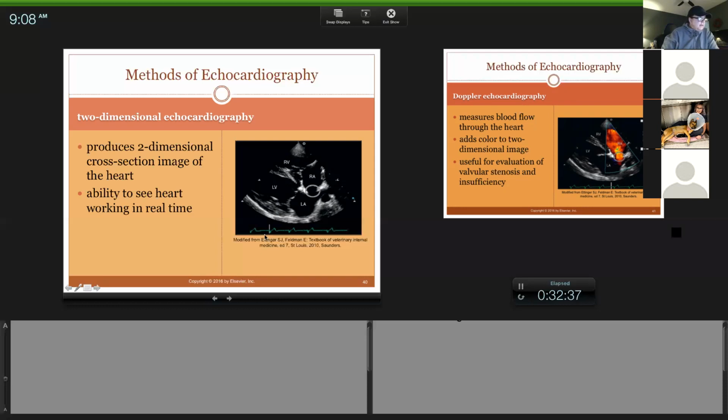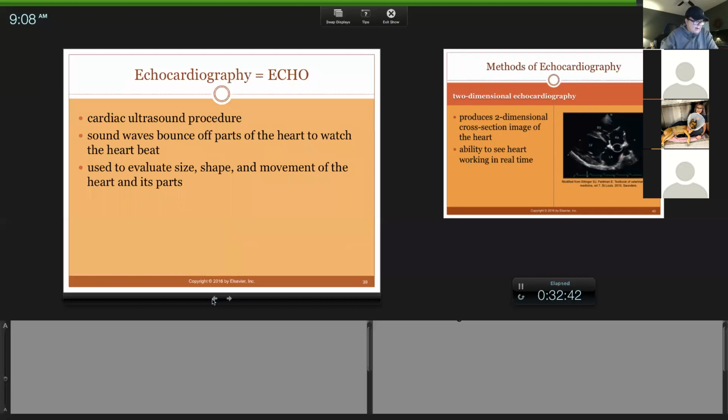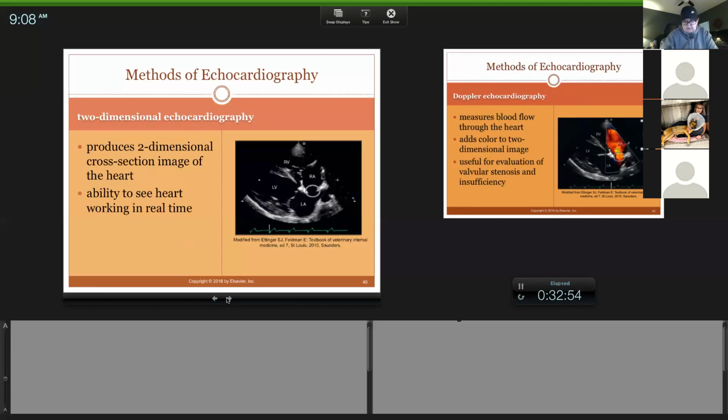We expect to see, but what this does, if I go back, is it's going to tell me the size of the heart, the shape of the heart, and an ultrasound is live. You are going to watch it beat. A true cardiac ultrasound needs to be done by a cardiologist or a radiologist.